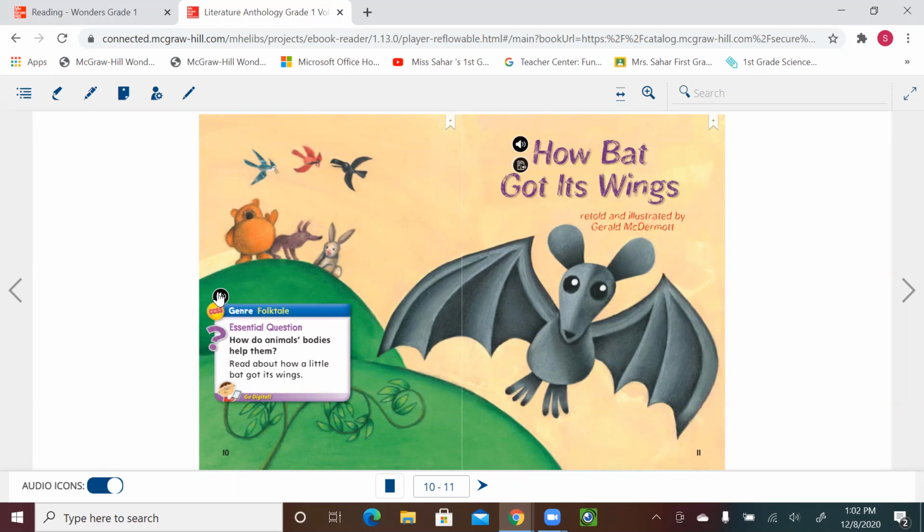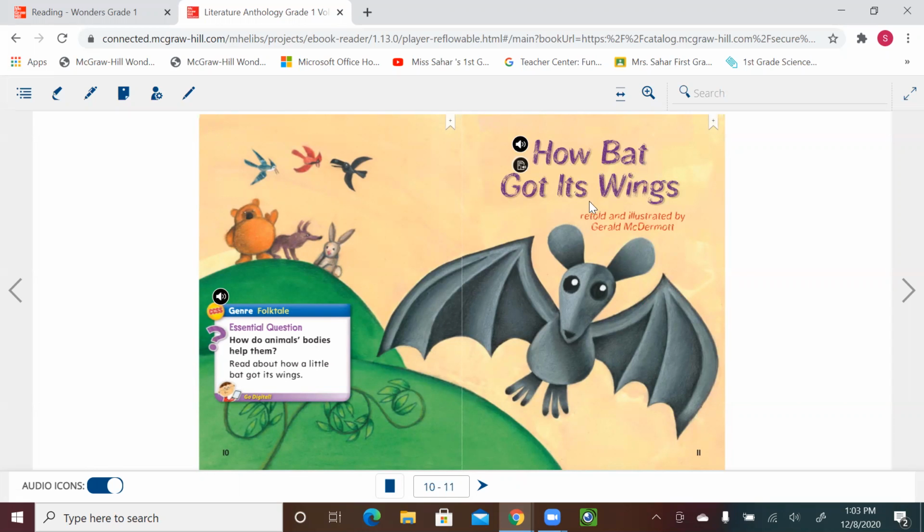All right, so for this lesson, how do animals' bodies help them? If you remember, at the beginning of the week we covered the giraffe, which has a long neck, and the elephant with its long trunk. Then we talked about the squirrel that has big cheeks, where it can store food. Also, we talked about the turtle with its strong and heavy shell, a cover that protects the animal. For today, we're going to learn about how bat got its wings.